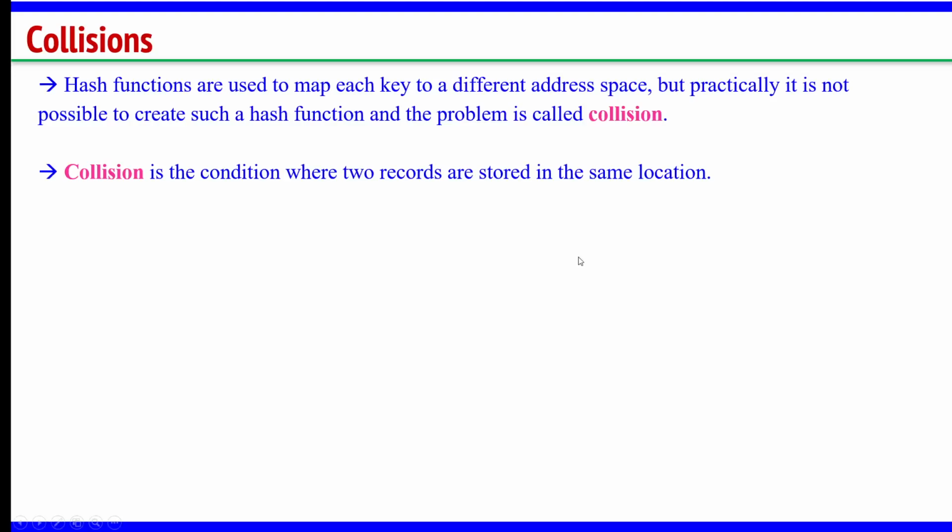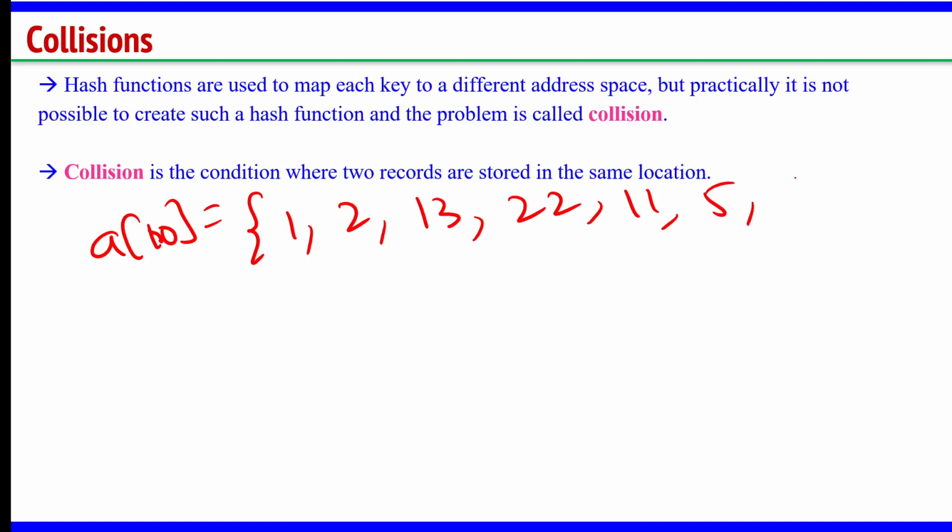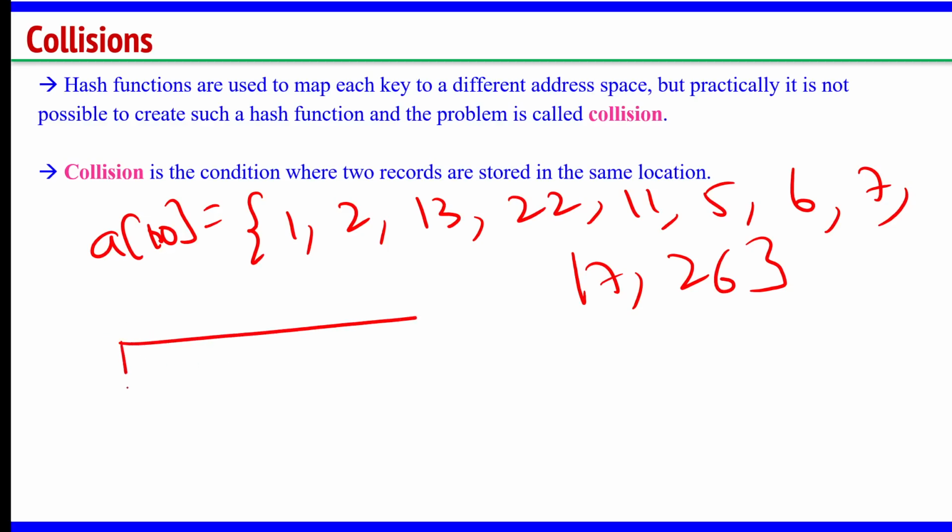Let us study about collisions. Given some array elements, 1, 2, 13, 22, 11, 5, 6, 1, 2, 3, 4, 5, then 17, 26. If I have elements like this and given a hash table size, you are given a hash table of size 7, or let us take hash table size 10 also. You can take a hash table of size 10.